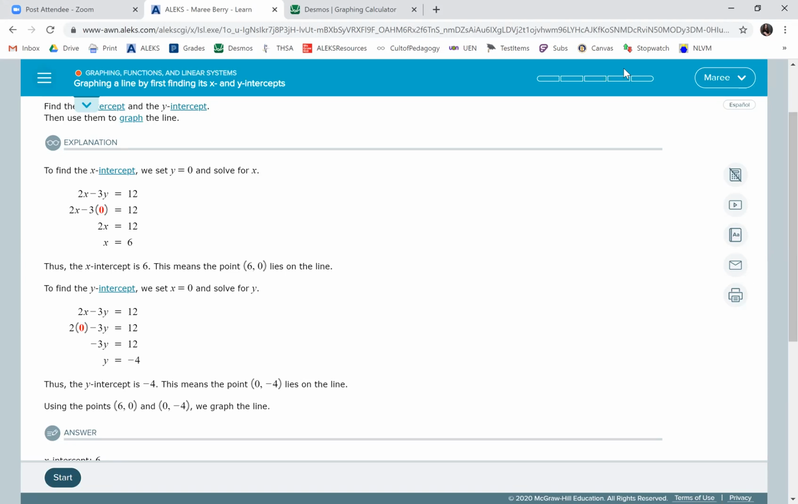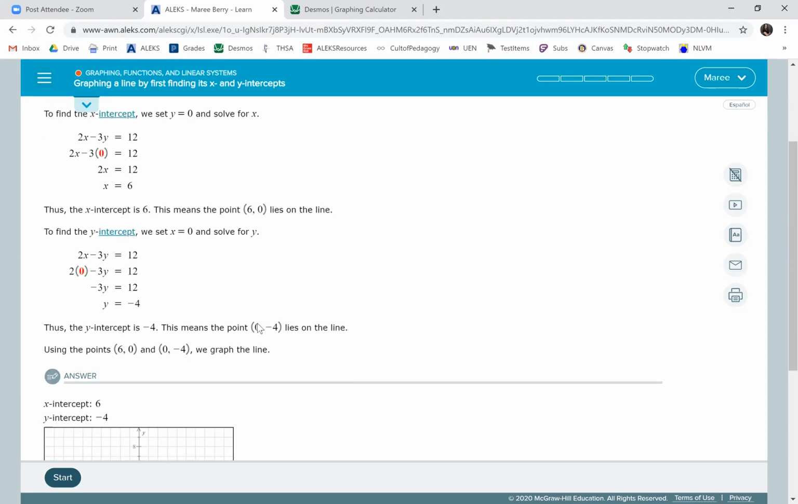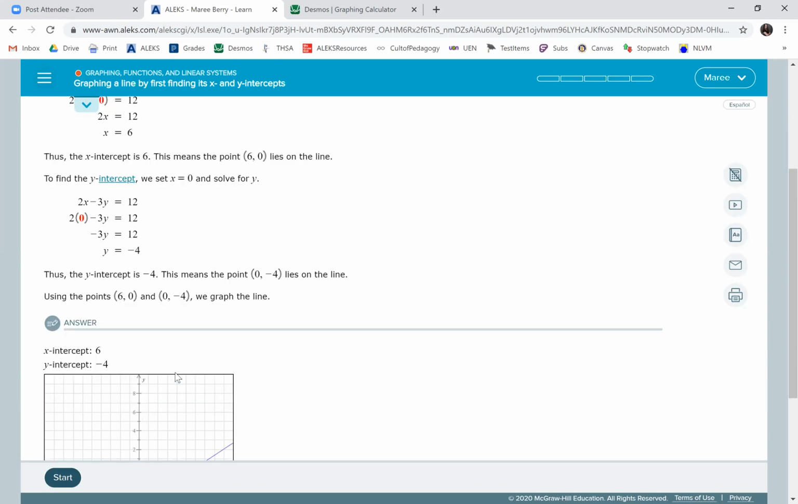So I solve for x and I get x is 6. So I set y equal to 0 and x was 6. Then I write that point, 6 for x, 0 for y. Then to find the y-intercept, I'm going to set x equal to 0. So see my point, x is 0. And then I solve for y, and when I divide by -3, I get -4. So I write those two down.